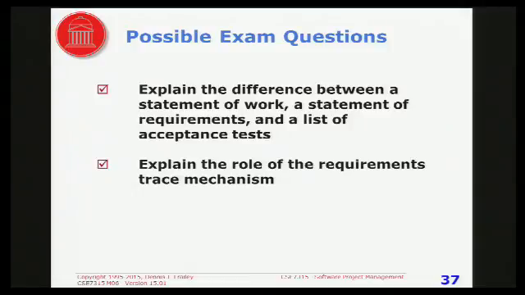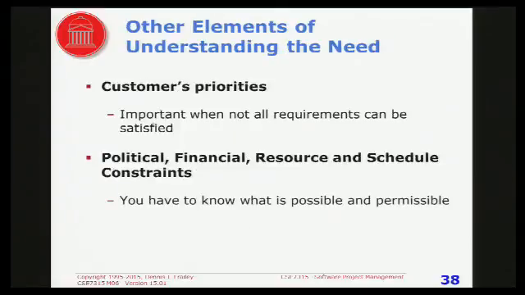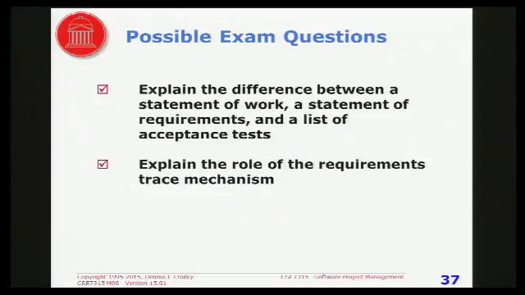Possible exam questions here. Explain the difference between a statement of work, a statement of requirements, and a list of acceptance tests. Explain how they all kind of relate to each other. And explain the role of requirements trace mechanism. Now, when I ask a question like this on an exam, the answer I'm looking for is something that you could explain to a colleague of yours at work. I pretend I'm your boss or a colleague, and I want to know this because I didn't take this class and I don't know. I hear you saying, well, we need to do a requirements trace, and I'm saying, why? And I want you to explain it to me in words that might convince me.